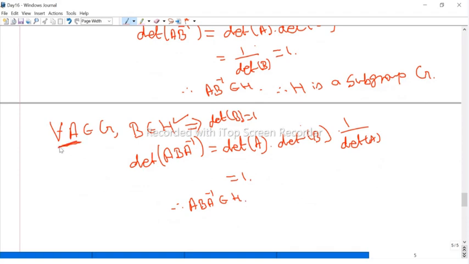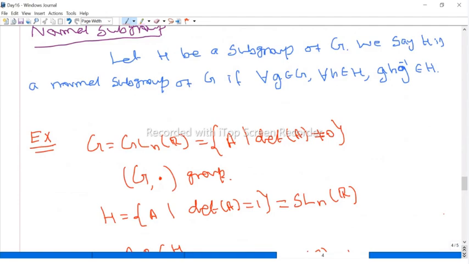Therefore we start with an arbitrary element A in G and B in H, and we satisfy these two. Therefore H is a normal subgroup of G. This is a very important normal subgroup in the matrix group.